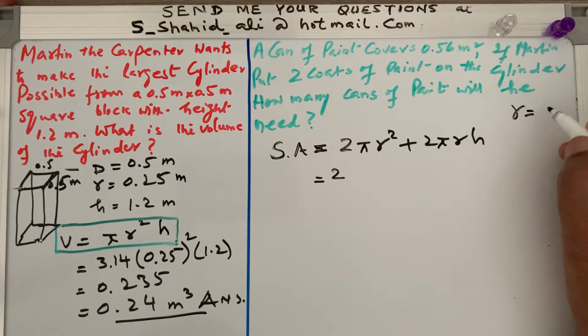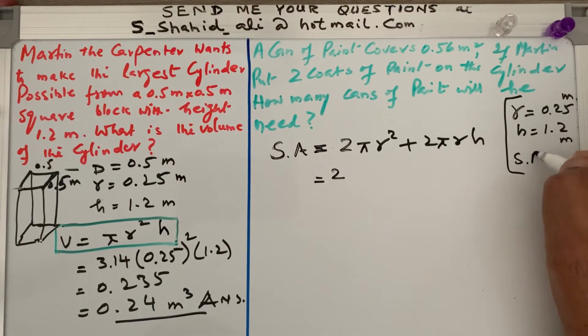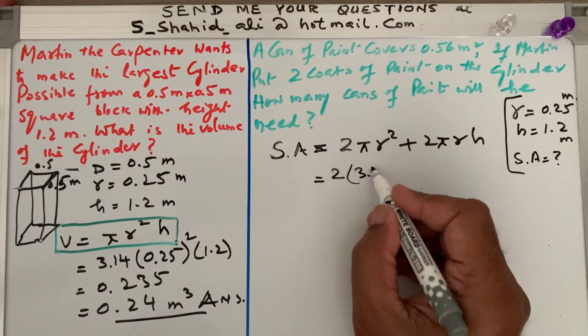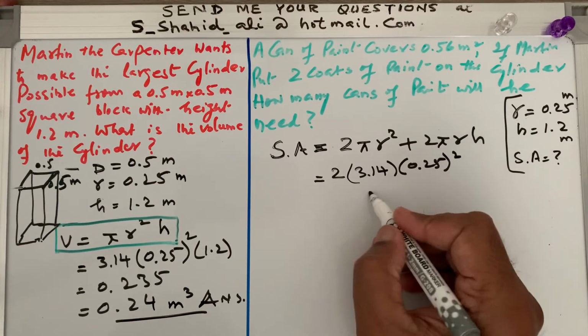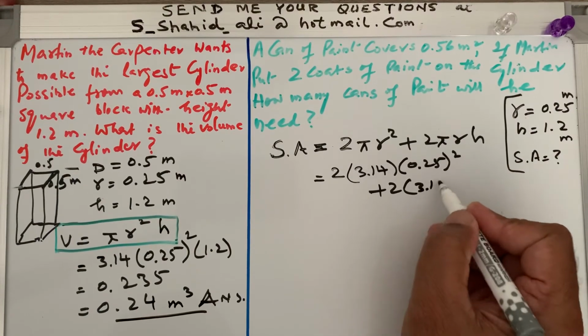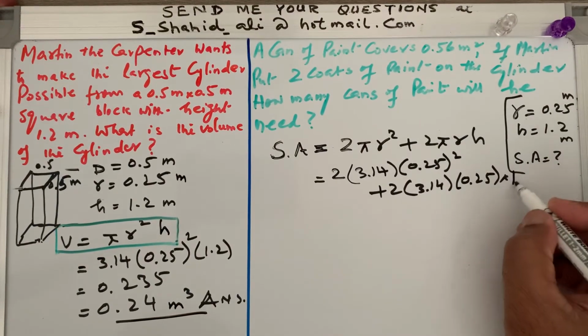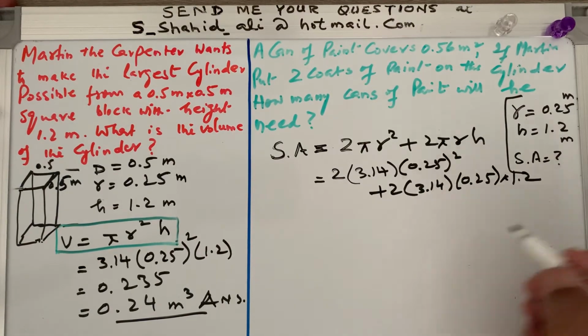The data is the same, that r equals 0.25 and h equals 1.2, right? All is in meter. This is meter and this is also meter. So what are we looking at? The surface area with the help of the surface area formula. The surface area formula is here. So 2 pi, 3.14, times r square, 0.25 square, plus 2 pi, 3.14, times r, 0.25, times h, which is 1.2. So we plug in all the values and then we simplify it.